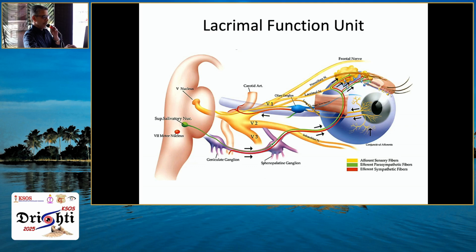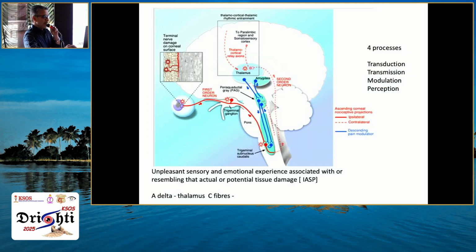I will not go into the details of the lacrimal function unit, but something more important is the perception of pain that we get. There is a thalamic center for pain. And there are 4 processes of any pain. The first is the transduction, then transmission across the spinal cord, then modulation that happens in the brain, and then the perception. So that is very, very important in the perception of the post cataract surgery dysesthesia. It may not really be dry eye.